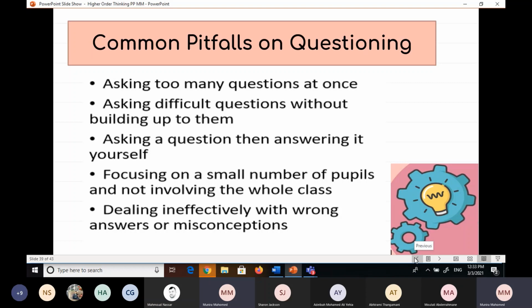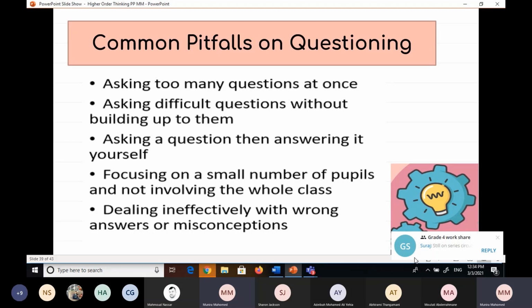Asking difficult questions without building up to it. Sometimes we ask questions and they have no idea how to respond because they don't actually know what was before that. So in order to get to a difficult question, you have to build up on a situation, on a scenario, so that as they get to that point, they will understand what it is building up to, instead of just jumping into a difficult question.